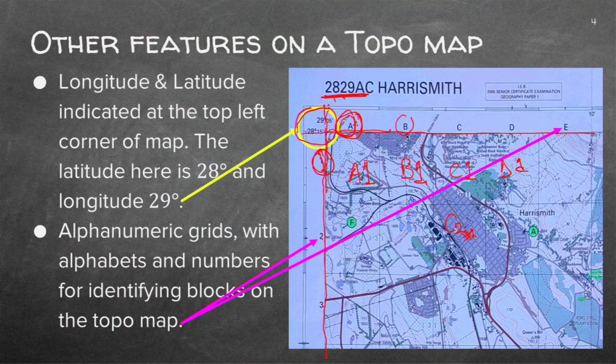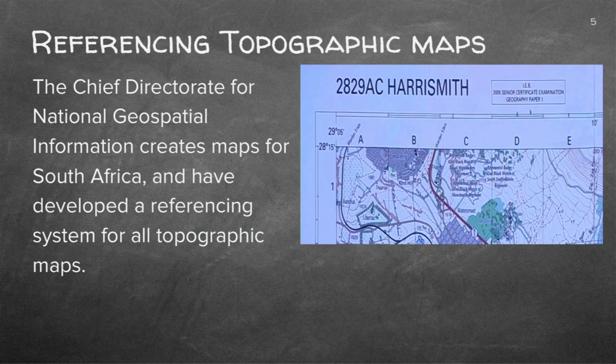So if I say, look at the point A on alphanumeric grid D2, you can see that this point A is right there on D2. That's the point I'm talking about. So alphanumeric grids, learn how to identify those. So important.